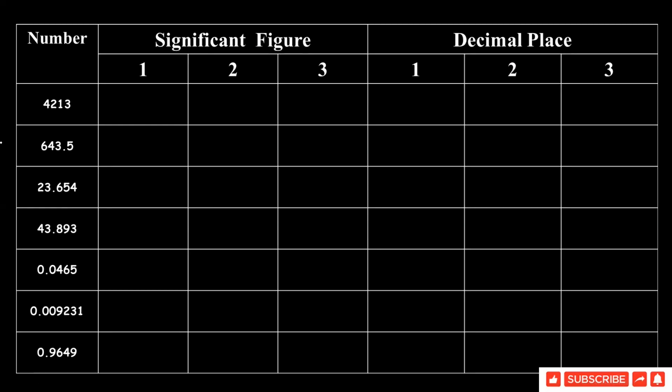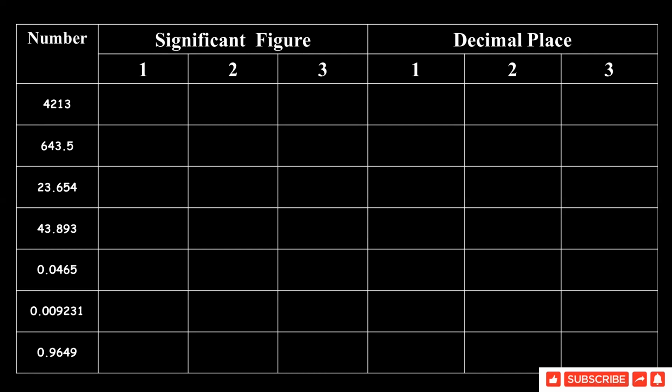Now we shall reinforce the concept of significant figure and decimal place and increase our understanding with the following numbers. Number 1 question states 4213, and we have to round it down for the significant figures 1, 2, 3.